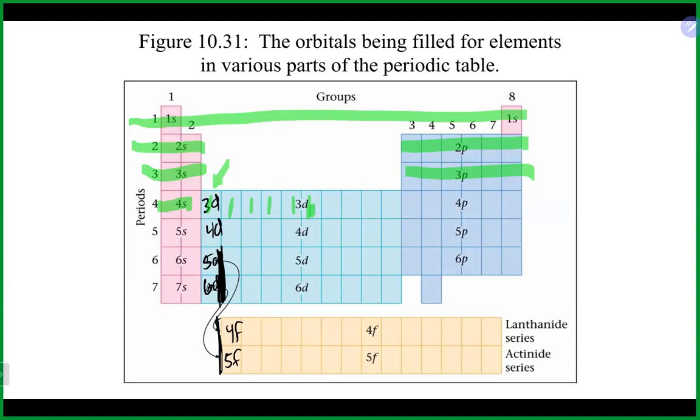Question on using the periodic table to count electron configuration or electron configuration in general? Okay.